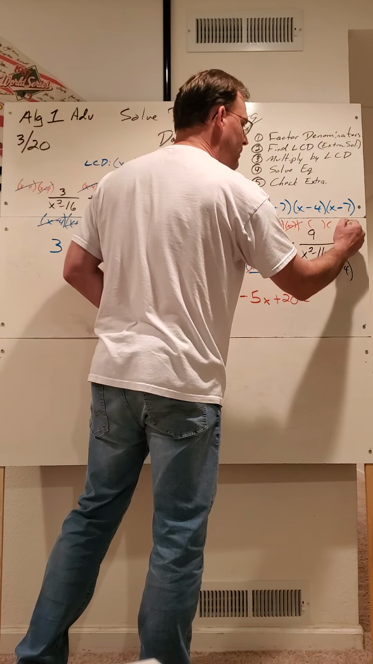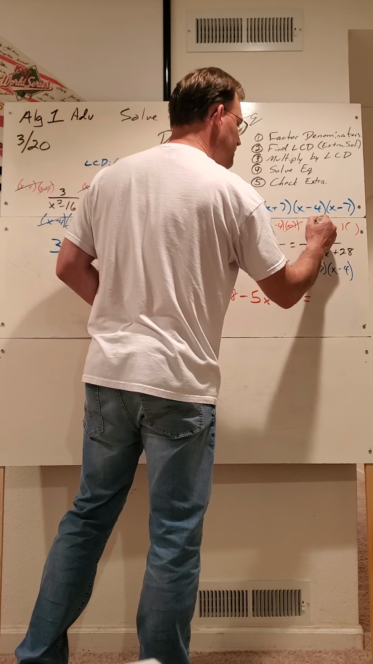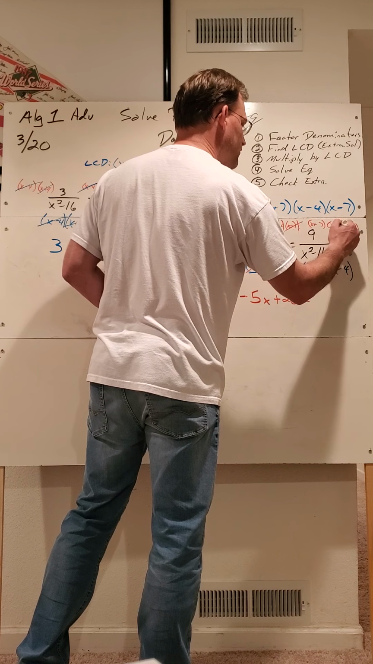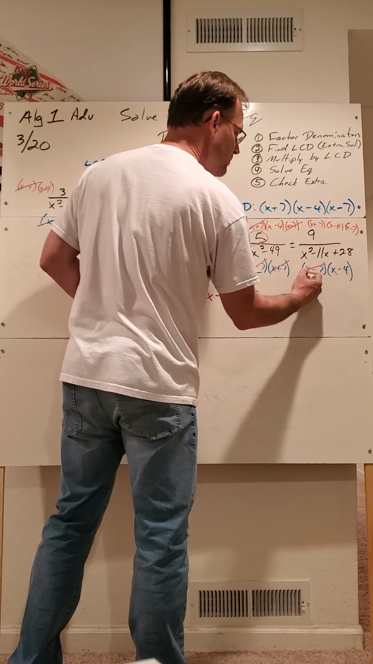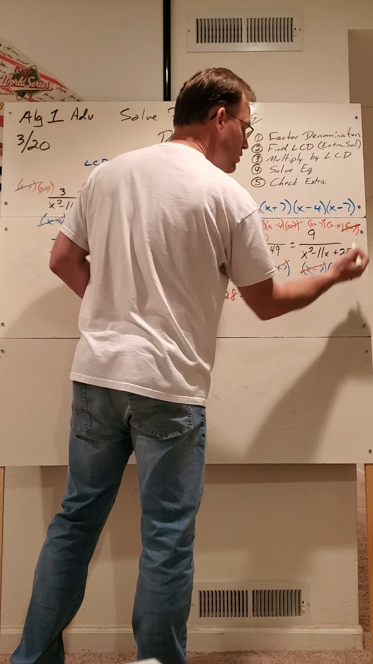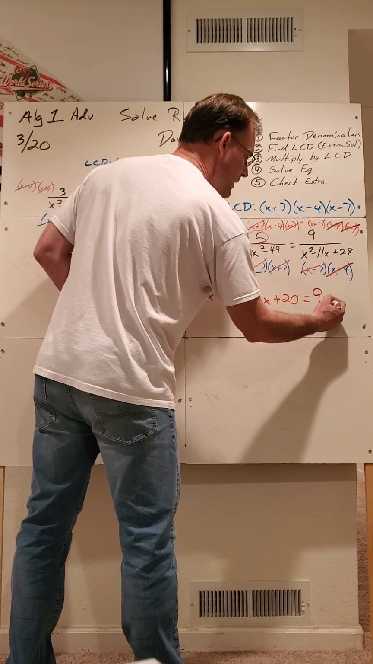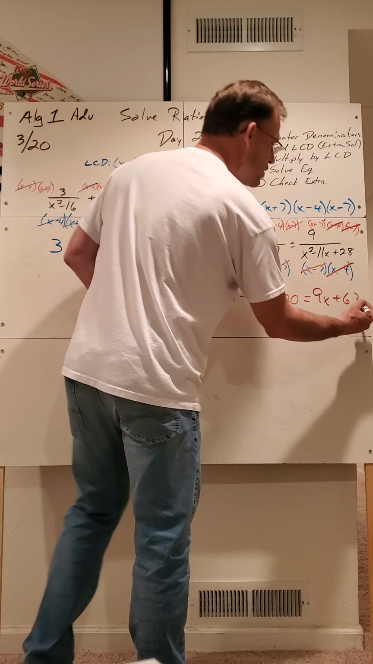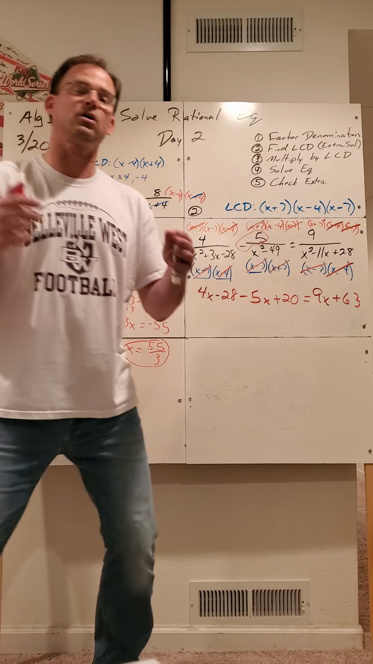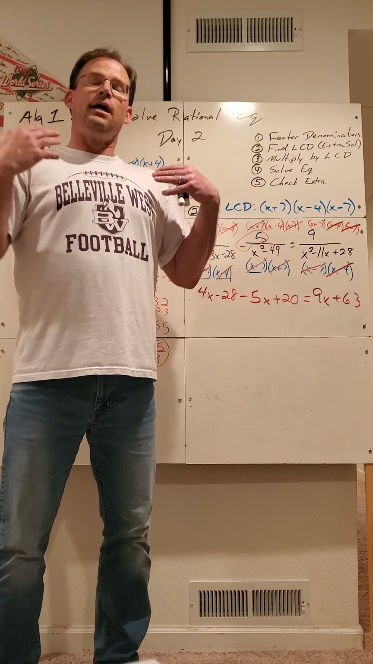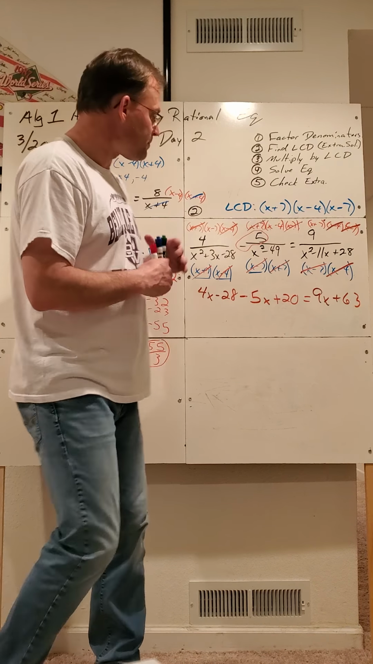I've got those same 3, x plus 7, x minus 4, x minus 7. The minus 7 is gone, the minus 4 is gone, the plus 7 remains. 9x plus 63. I'm going to pause right there, take a breath. Hopefully you guys are doing the same thing.